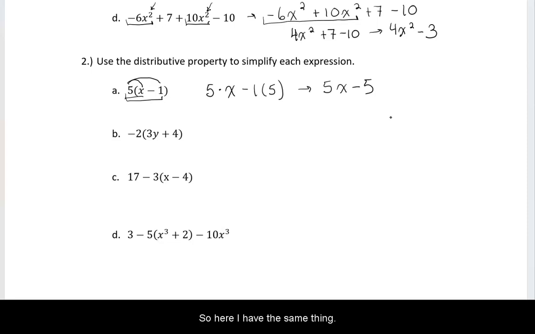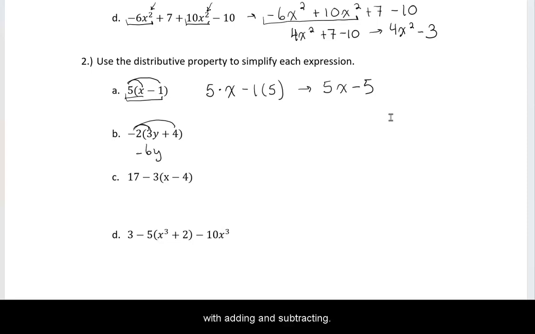So here I have the same thing, negative 2 times 3y, negative 2 times 4. So that negative has to be multiplied through by each of the things on the inside of the parentheses. Remember, if you multiply by a negative, it means that your signs are all going to switch. So we have negative 2 times 3y, which is negative 6y.